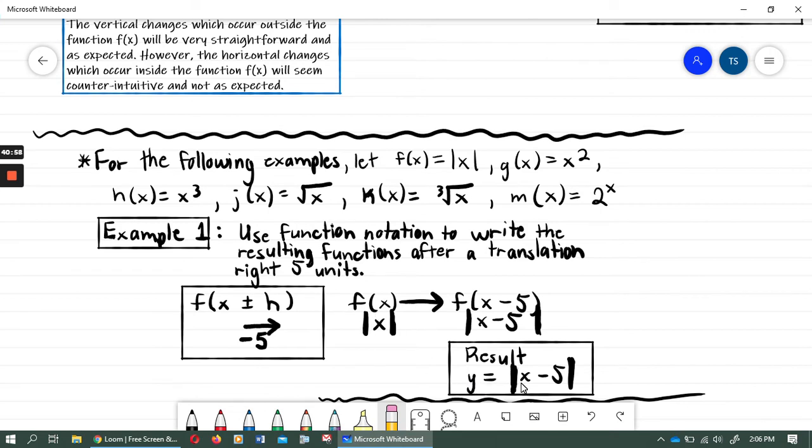But again, I'm writing y equals here. So that would be y equals x minus 5 as the result of how that would look if we change our parent function by performing a translation of right 5 units. It would look like this, okay?